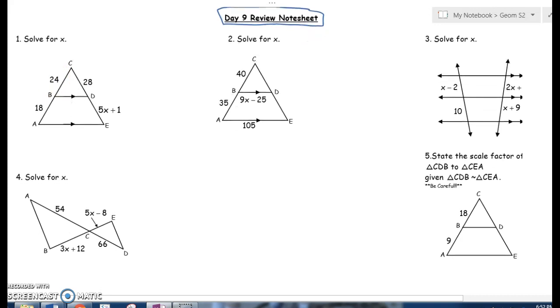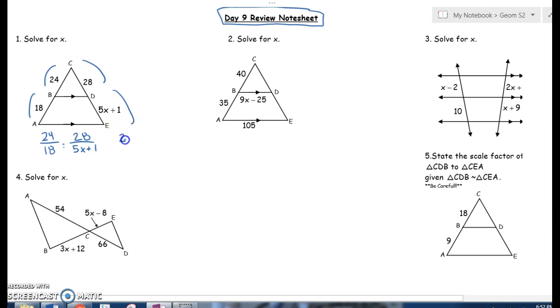So the quiz is going to cover this type of stuff. The first problem that we're going to look at, we're solving for x. This is the side splitter theorem that we're going to utilize. Remember, if you have two lines that are parallel in a triangle, the top of the left over the bottom of the left is equal to the top of the right over the bottom of the right. So you can do something like 24 over 18 equals 28 over 5x plus 1. And then you just cross multiply and solve.